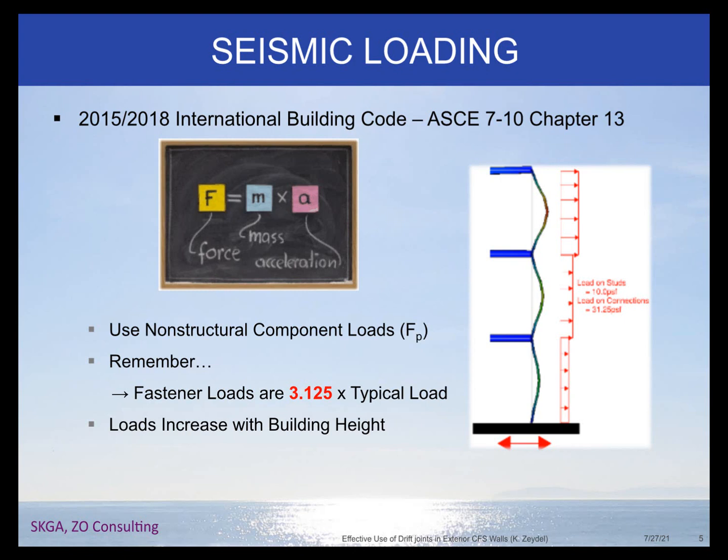So again, similar to wind, some people will design for the same load all the way up. Some people will change the loading as they design. It really depends on what economies you can get from being more economical. If it makes a difference in the stud framing, or if you're just using the same stud framing all the way up, it doesn't really matter.